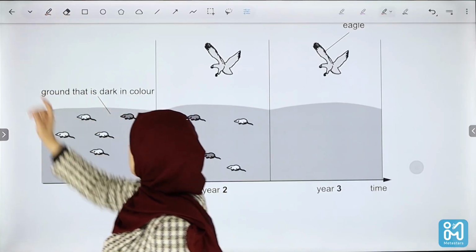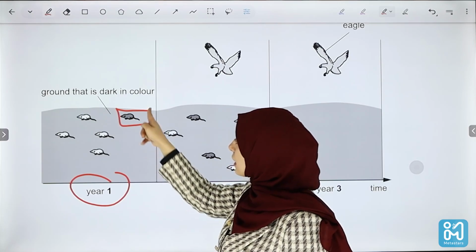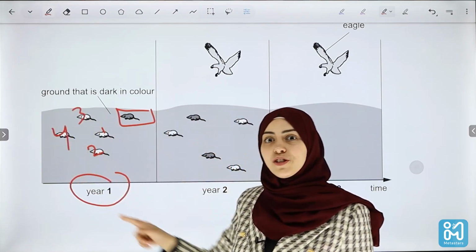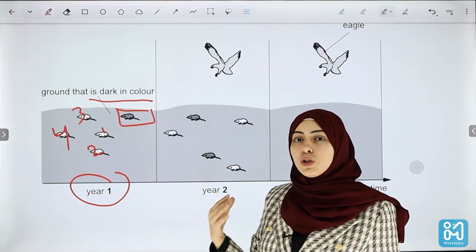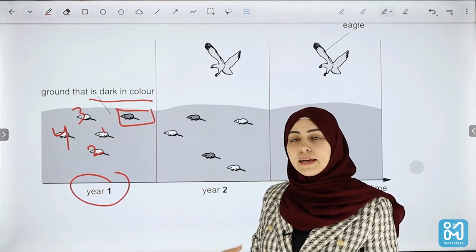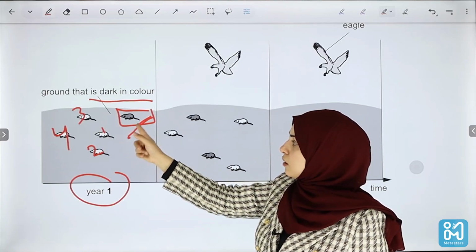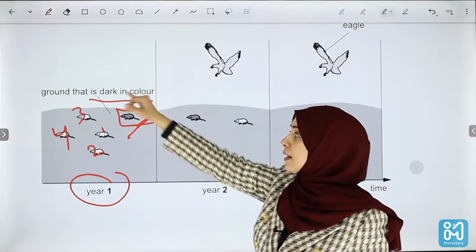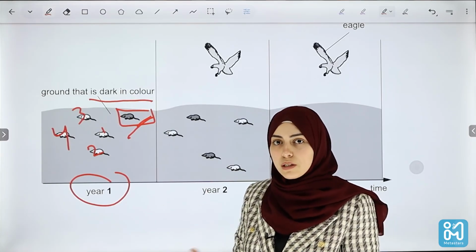Okay, so in year number 1, as you can see here, we have only one black shrew and we have 1, 2, 3, 4 white shrews. And remember, the ground is dark. So think about it, which one is more obvious, the black shrew or the white shrew? For sure, the white shrew is more obvious. Now, the black one, the predator can't see it. Why? Because it has the same color as the ground, dark and dark.